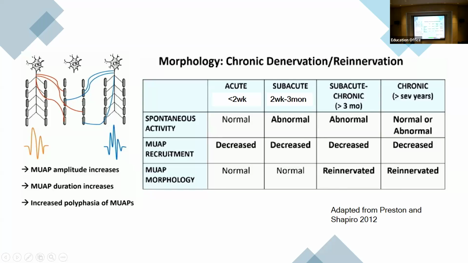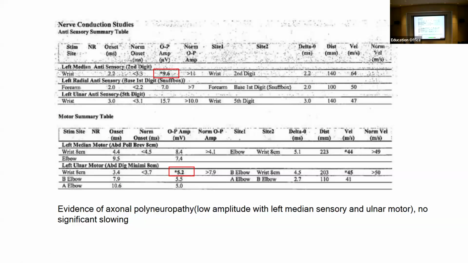Okay. Usually you're going to see decreased recruitment in the EMG very early, usually less than 2 weeks, and then you're going to start to see some spontaneous abnormal activities such as fibrillations and so on. And then for more chronic cases, the spontaneous activity will actually disappear, and you're going to see more morphology changes.